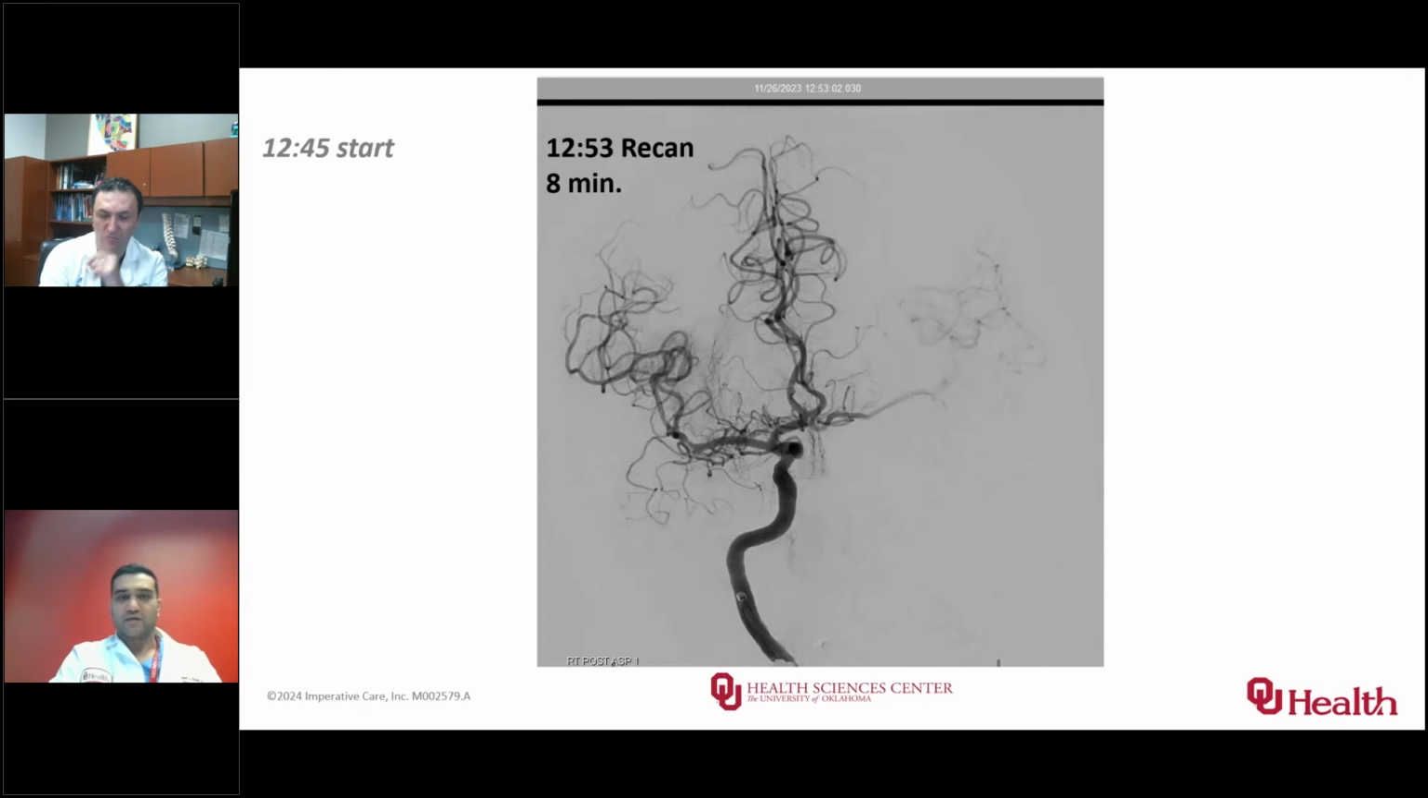This is the recan. It took 8 minutes from groin stick. And you can ask my staff, if the case is going on longer than 30 minutes, we tend to get a little cranky. We get frustrated because we're spoiled now. We know that these cases should go and can go with the technology we have under 20 minutes.